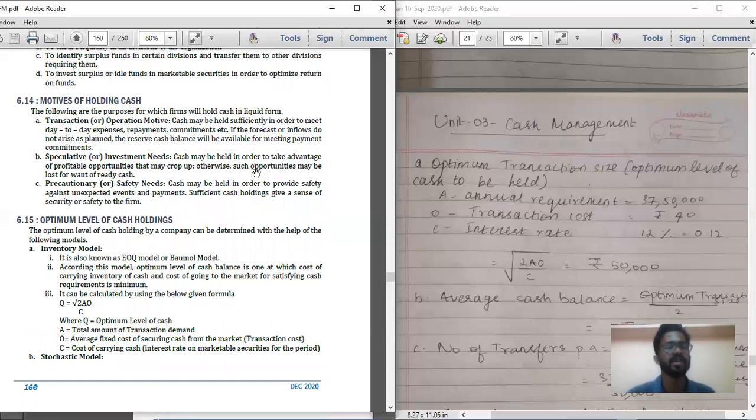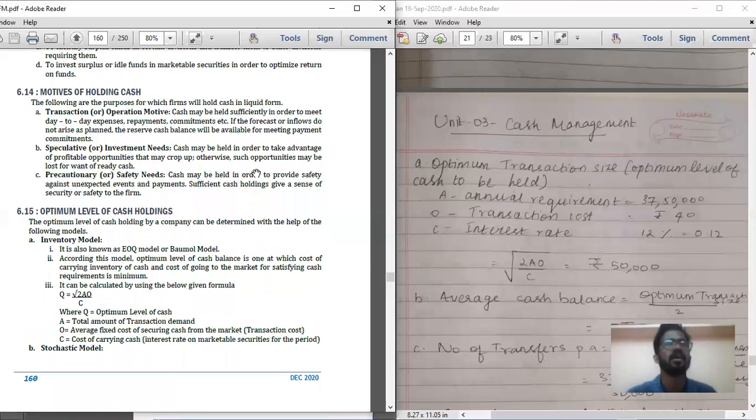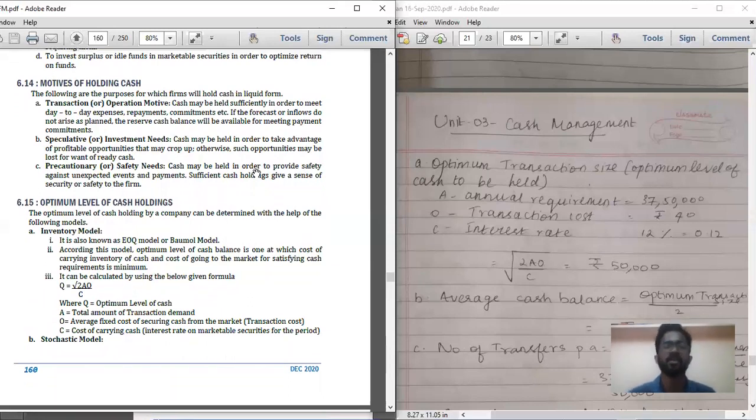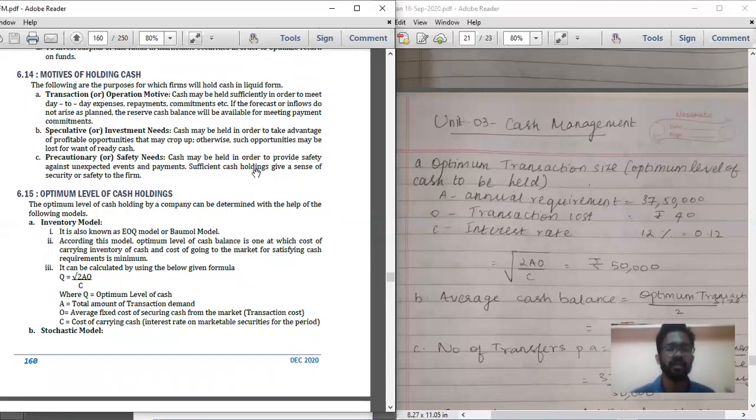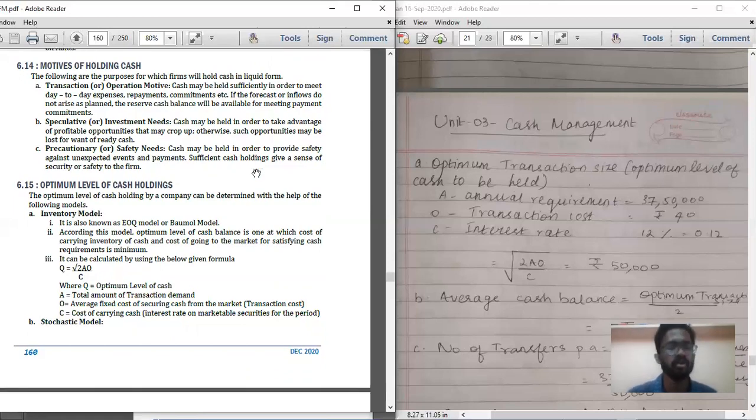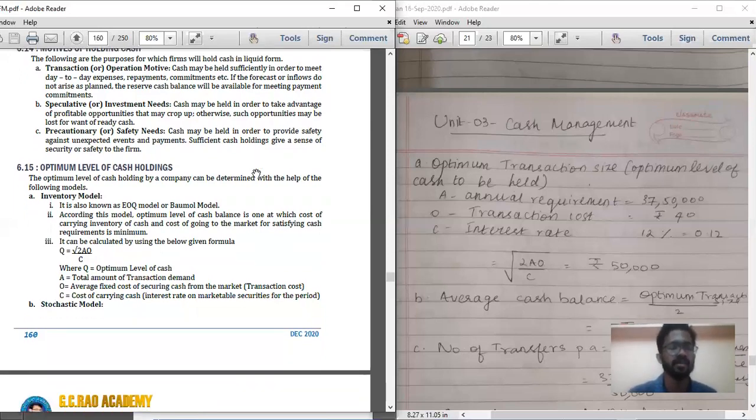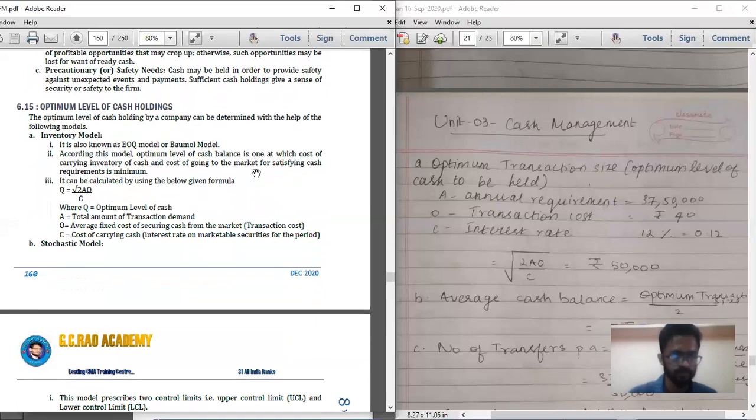The motives of holding cash are transaction needs day to day, speculative investments like short-term investments to get short-term surpluses, and precautionary and safety needs. That is, they maintain some balance in cash because they don't know what will occur immediately. Like there will be some safety needs, so as a precautionary measure they keep some cash in hand.